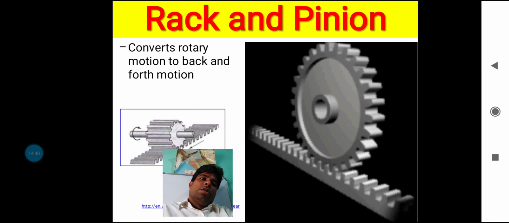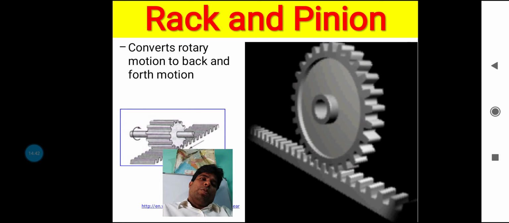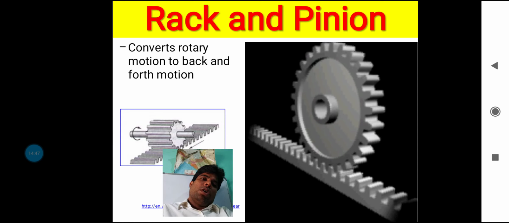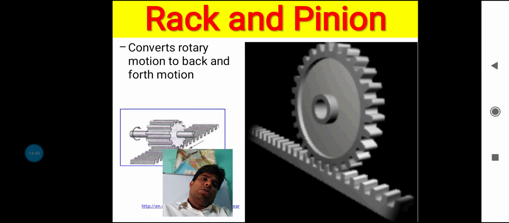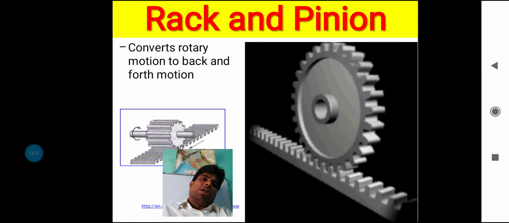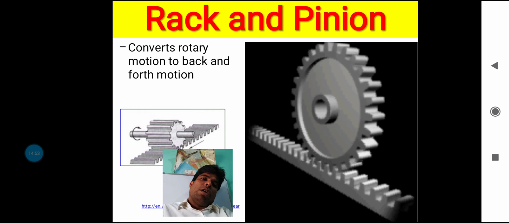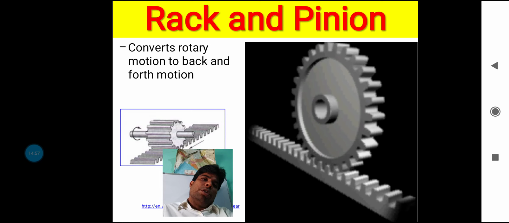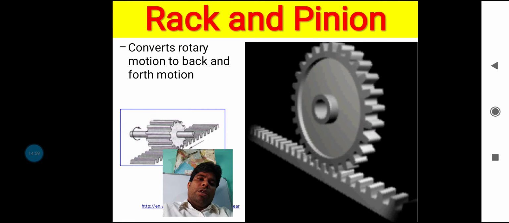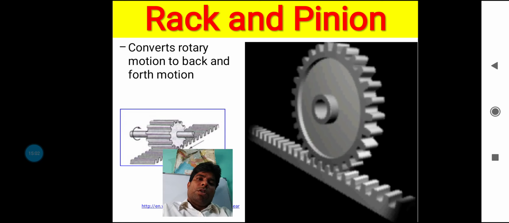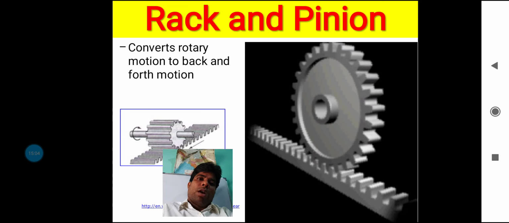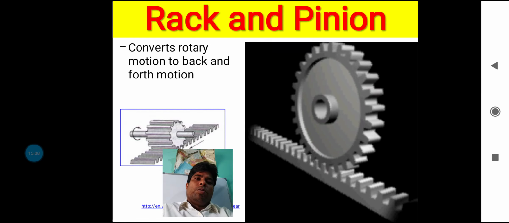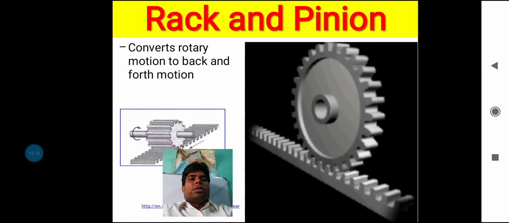Now that is actually the view of rack and pinion. Just see the pinion is rotating on the upper portion, and in the lower portion the rack is running with a linear speed. In that case, it converts the rotary motion to back and forth motion. That is the view of the rack and pinion case.